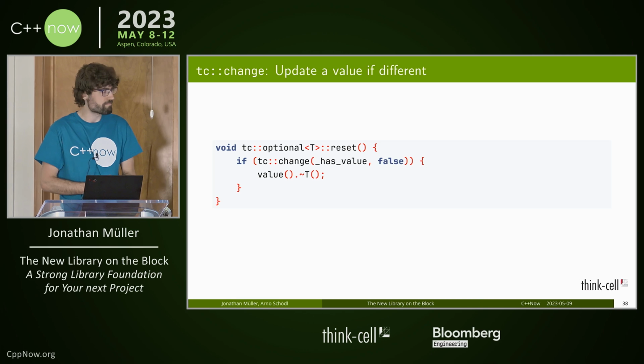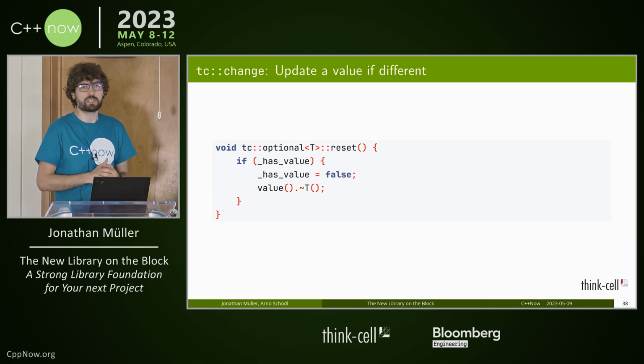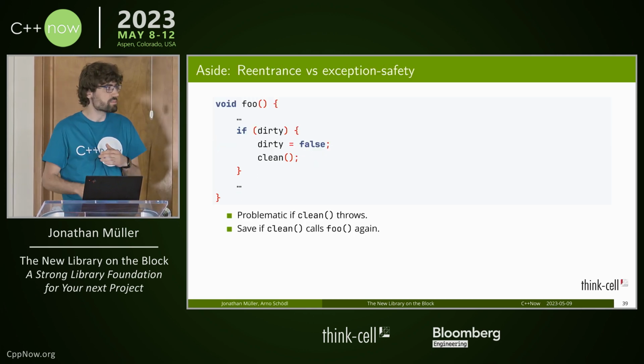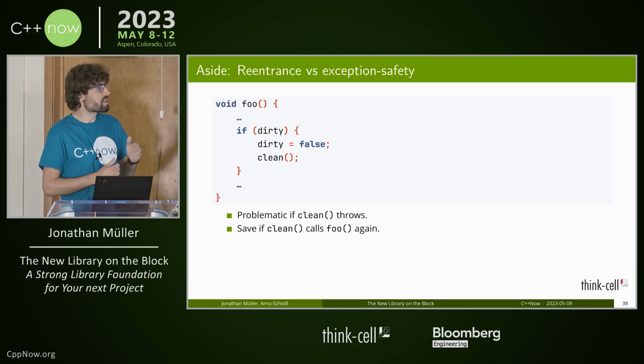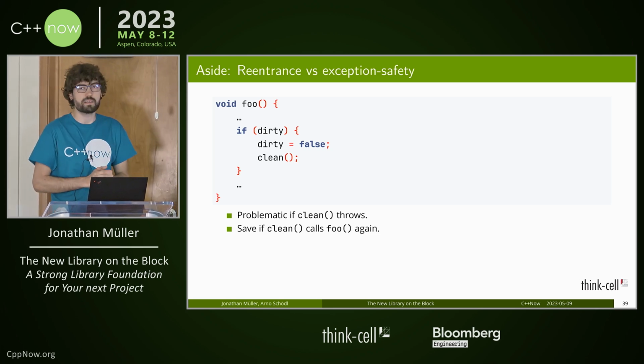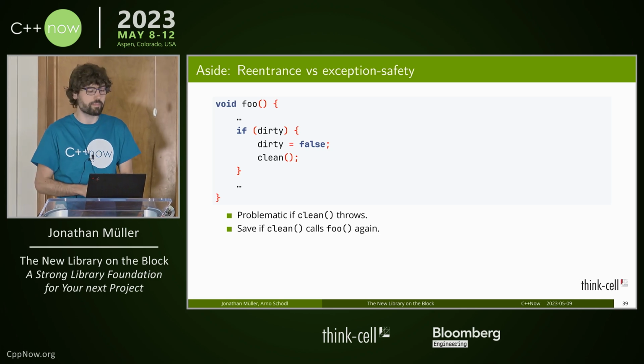Otherwise, it does nothing. And you might not like the way I've written this function where we first reset the flag and then call the destructor, because in general, this might not be exception safe. So for example, when you have a function foo, and if it's dirty, you need to do some work, and if you first reset the flag, this is problematic if clean then throws, because we've already reset the flag even though we were unable to actually perform the work.